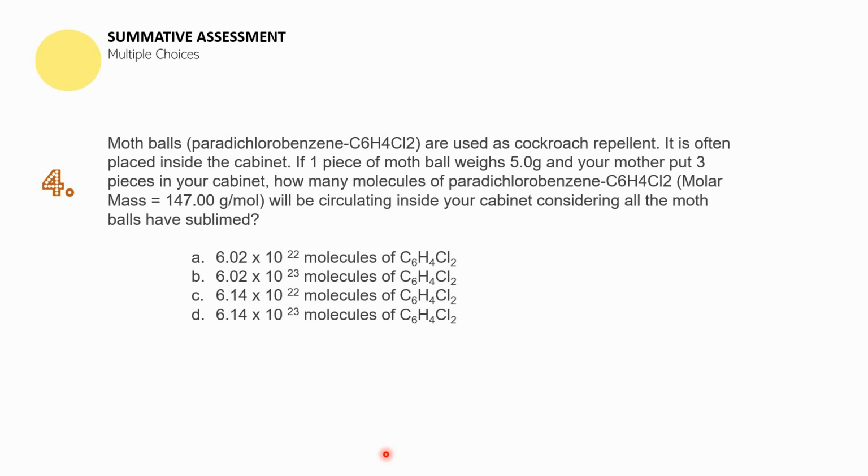A, 6.02 times 10 raised to the 22nd power molecules of C6H4Cl2. B, 6.02 times 10 raised to the 23rd power molecules of C6H4Cl2. C, 6.14 times 10 raised to the 22nd power molecules of C6H4Cl2. Or D, 6.14 times 10 raised to the 23rd power molecules of C6H4Cl2.